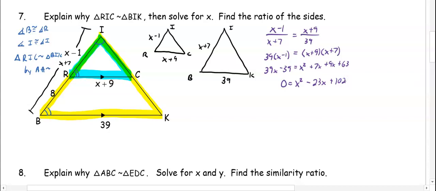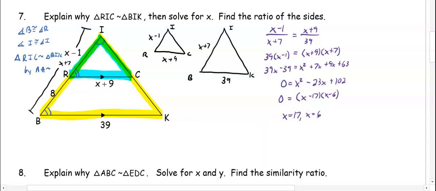So now I need to factor. So when I'm looking, I need numbers that multiply to positive 102 and add to negative 23. So we have x minus 17 and x minus 6. So x is going to be 17 and x is 6.